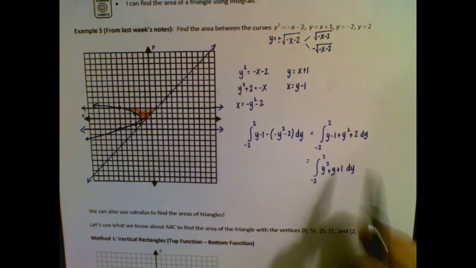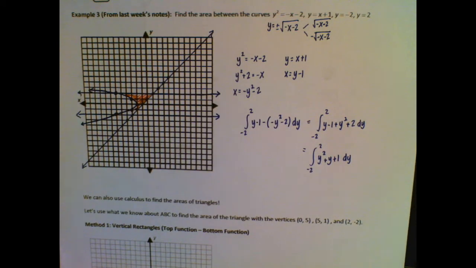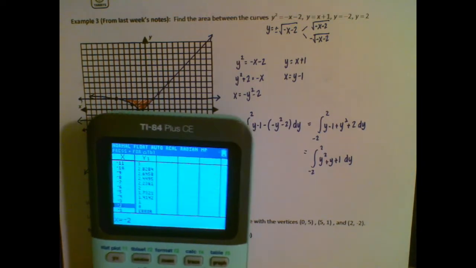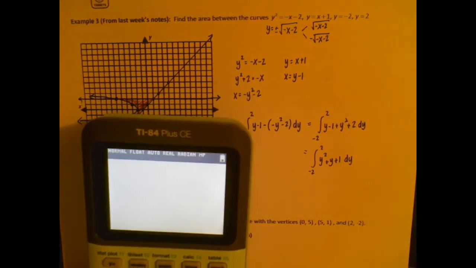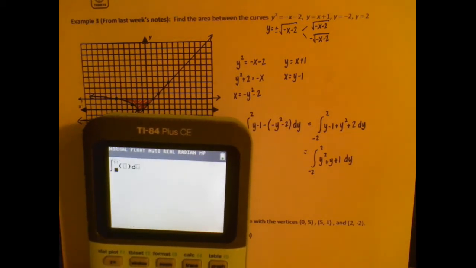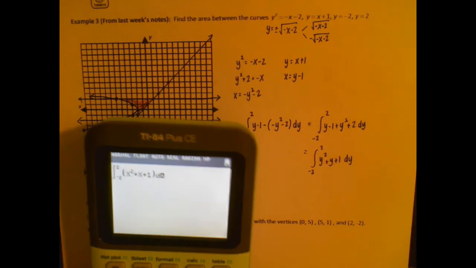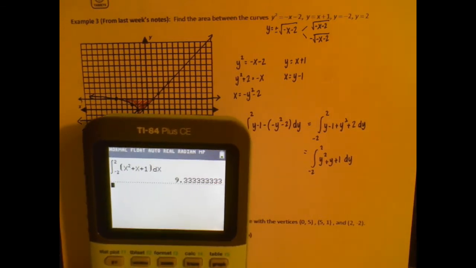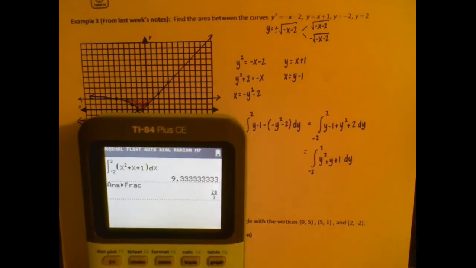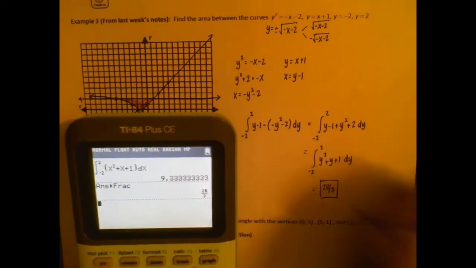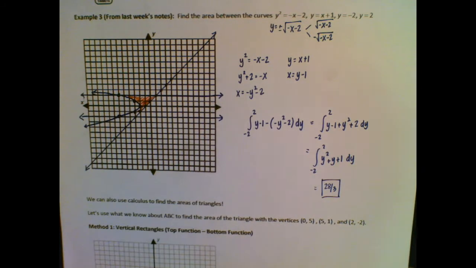dy. And then at this point, I'm just going to use my calculator to evaluate what that area is going to be using my Math 9 option here. So -2 to 2. Again, I'm just going to type this in terms of x. And it looks like my area should be about 9 1/3 or 28/3. So the area of that region is going to be about 28/3.